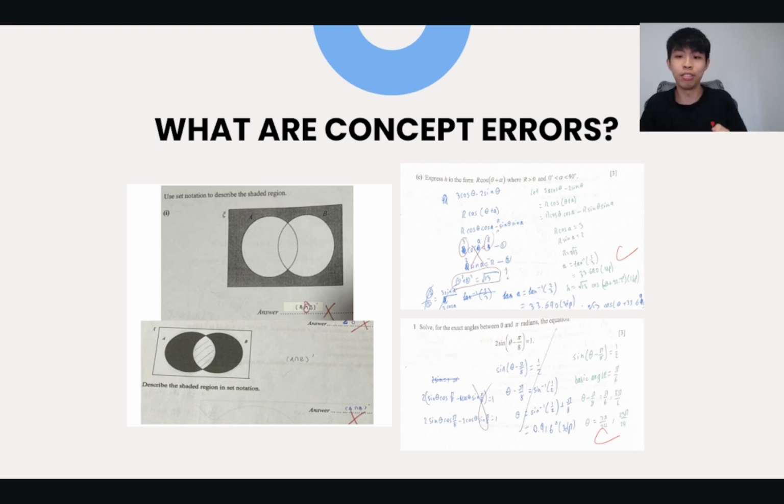On the right hand side, this is Sec 4 trigonometry, R formula, solving trigonometry. If you can't solve it, it means you can't solve it because you're not prepared. You didn't study it well, right? So these are concept errors. Think of the difference. So how do you avoid concept errors? Sorry to say that, you need to go and unlearn and relearn all these concepts again.